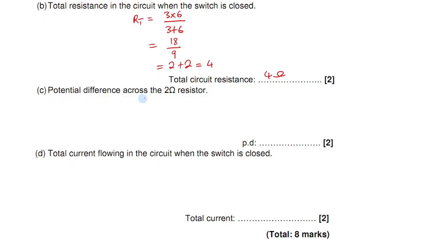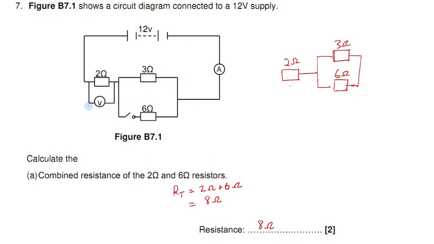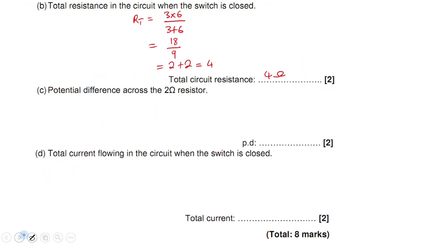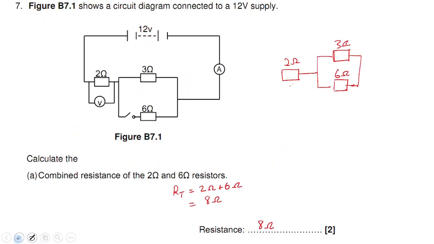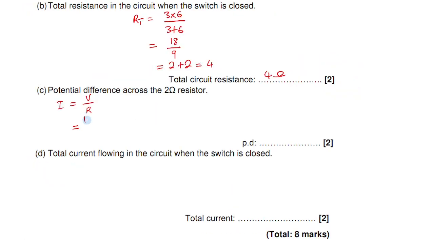Then here, potential difference across the 2 ohm resistor, this one here. For you to know potential difference, first of all, you need to know total current. So let's calculate total current first. Total current is going to be equal to total voltage over total resistor. Total voltage is 12, over total resistance, which we found here is 4. So 12 divided by 4 is 3. So that is the total current, 3.